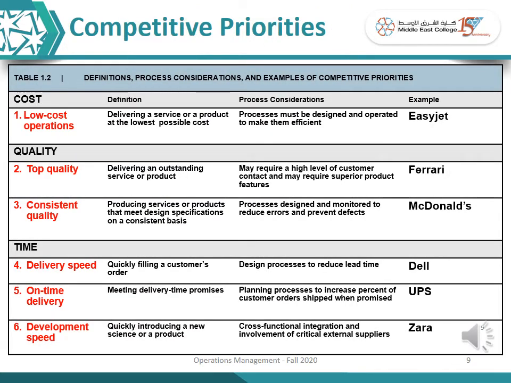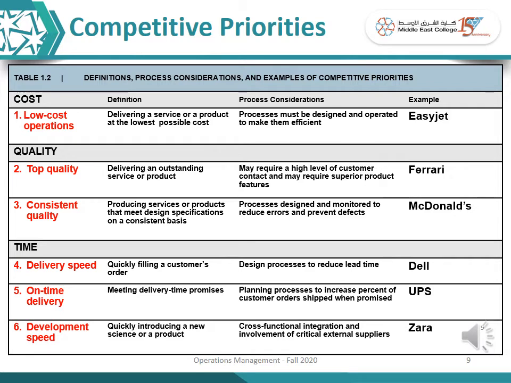Some examples. If an organization decided to compete via cost, they should focus on low cost operations. This is what it means to compete by cost. The definition in this case is delivering a service or a product at the lowest possible cost. Try to minimize cost as much as they can in order to price the product low so that customers can buy it and distinguish it by this priority.